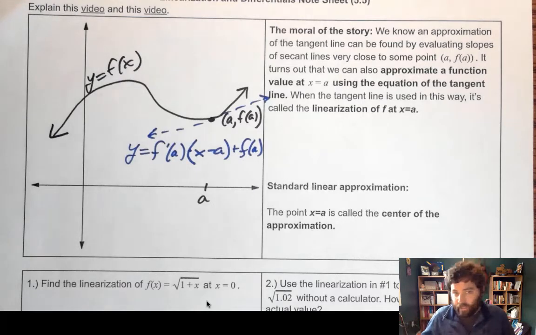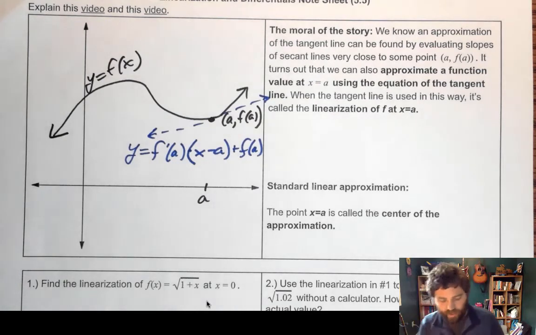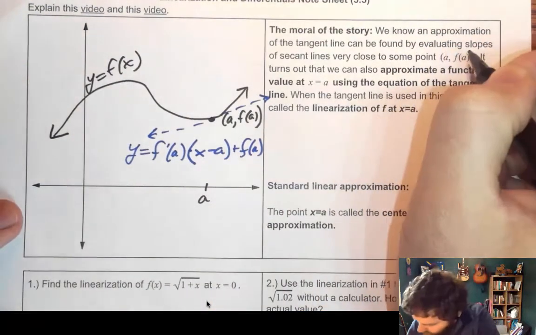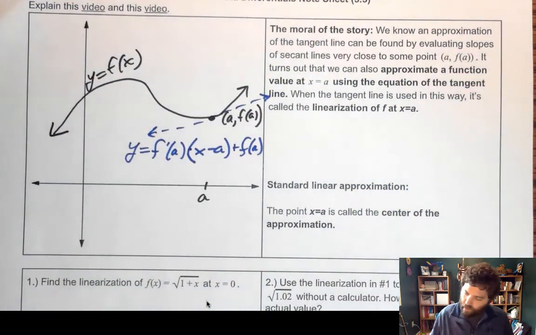I can use that tangent line to approximate function values. So let's move over to the next box here. The moral of the story: we know an approximation of the tangent line can be found by evaluation of slopes of secant lines very close to some point a comma f of a. It turns out that we can also approximate a function value at x equals a, or near it, using the equation of the tangent line. I really should say near it.